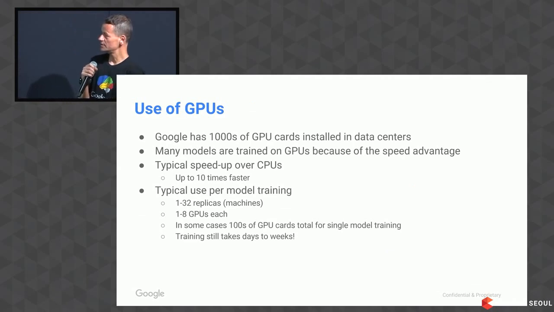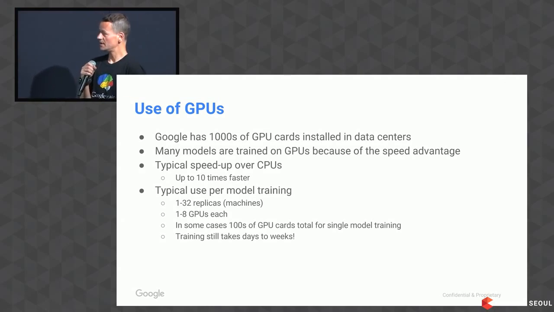So the use of GPUs. Google has really thousands of GPU cards installed in data centers. For a long time, it was a big discussion whether we should do this at all. But finally, people understood that GPU cards are very good to use because they're relatively cheap, given the computation they give us. So many models are today trained on GPUs because of the speed advantage.